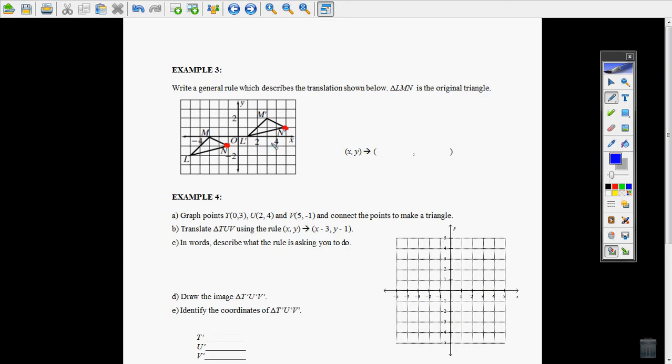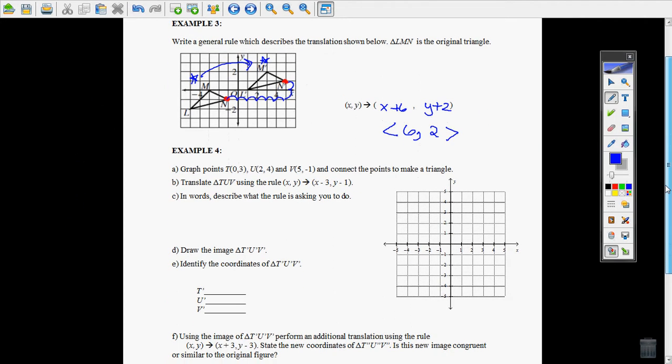So the X is whether you're going left or right. Notice I'm going from triangle LMN to L prime, M prime, N prime. That's how I know which one I'm going to. I'm going this way because this is my pre-image and this is my image. So to get from N to N prime, I'm going 1, 2, 3, 4, 5, 6 to the right. So it's going to be X plus 6. And then I'm going 2 up. So it's going to be Y plus 2. Vector notation is 6, 2.